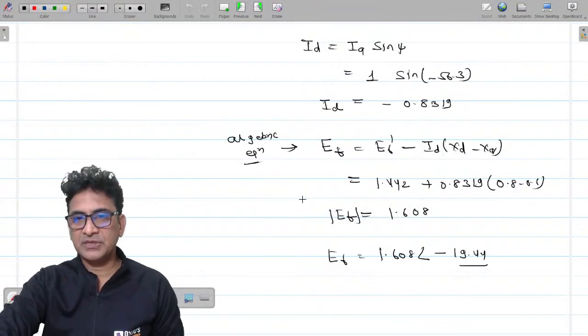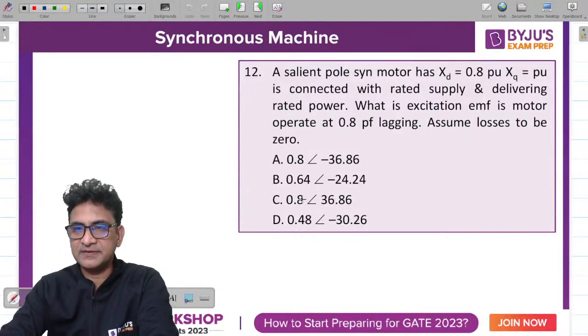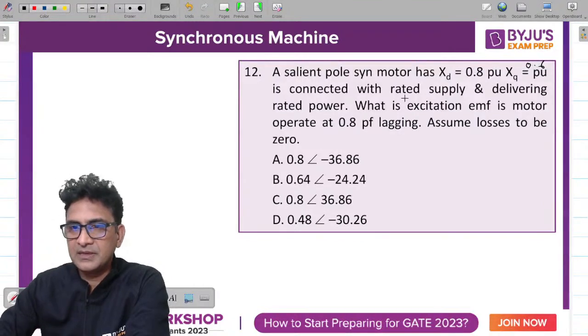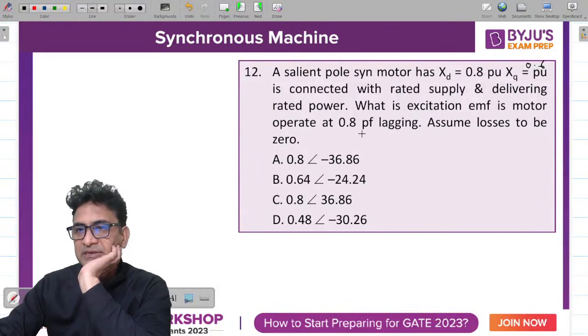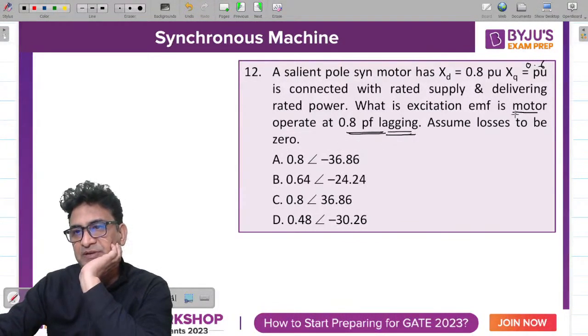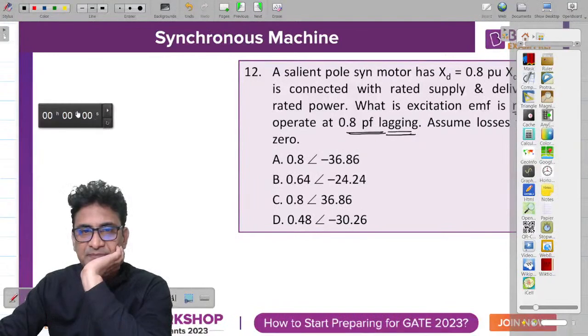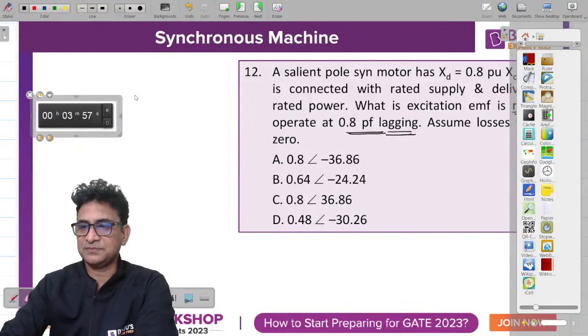So now I am moving to question number 12. The same data is given. XD is given. XQ is again 0.6 pu. It is delivering the rated power, but here the load is 0.8 power factor lagging load. No doubt we are using the motor. Use the same steps, just for the lagging load, and your time starts now.